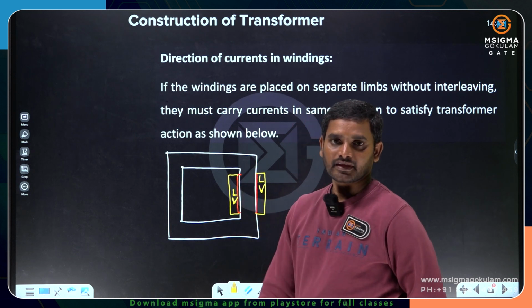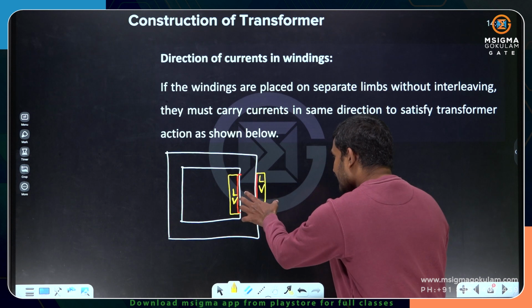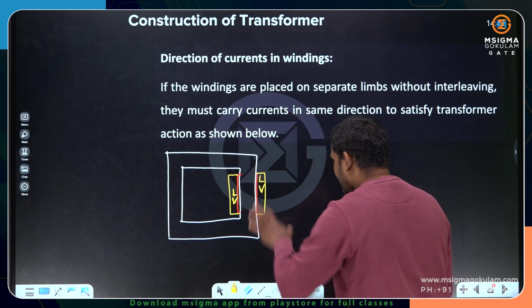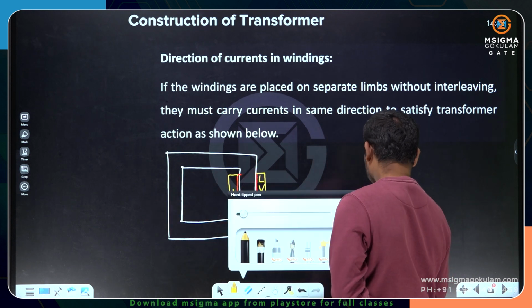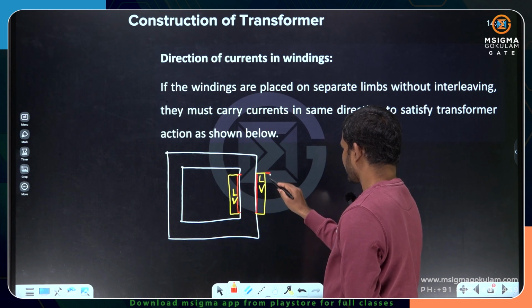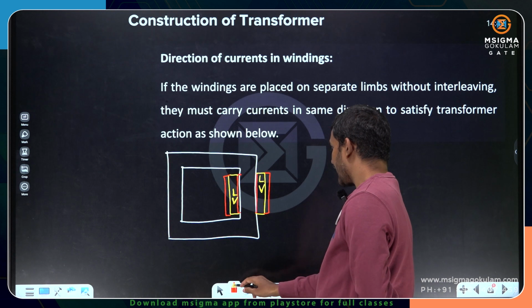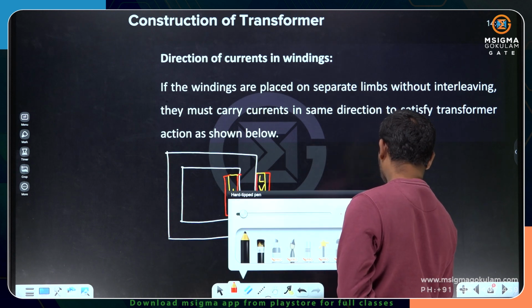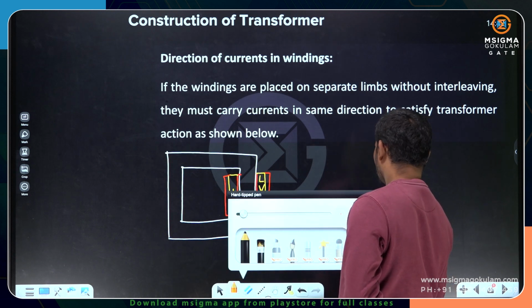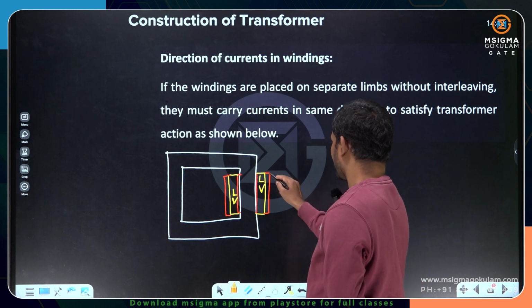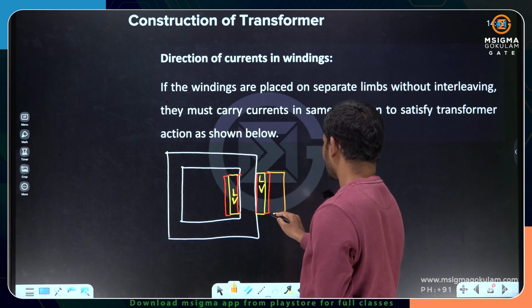This is LV, and then half here, half here. That means after the LV, I have to place insulation again. This insulation has to withstand the potential difference between the high voltage winding and the low voltage winding. So now I am going to place the high voltage winding here.